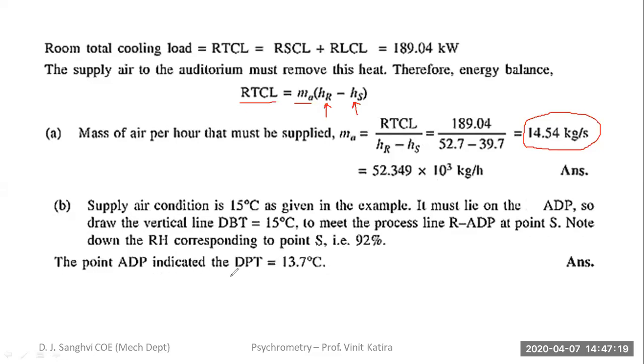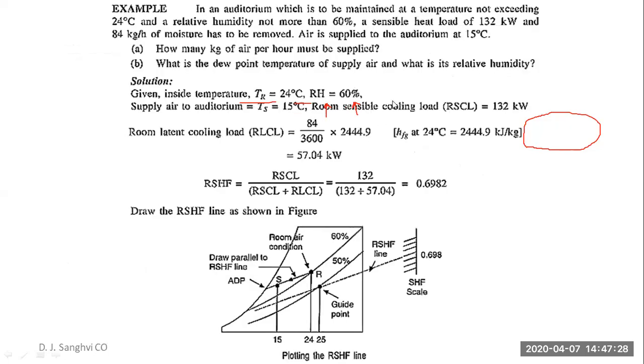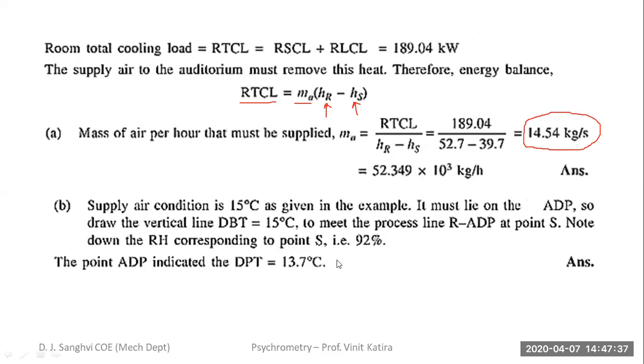So next we have to find the dew point temperature. The point at which your line was meeting the 100% relative humidity line, this 13 point degrees Celsius. So it should be around 13 degrees Celsius. So that's right. 13.